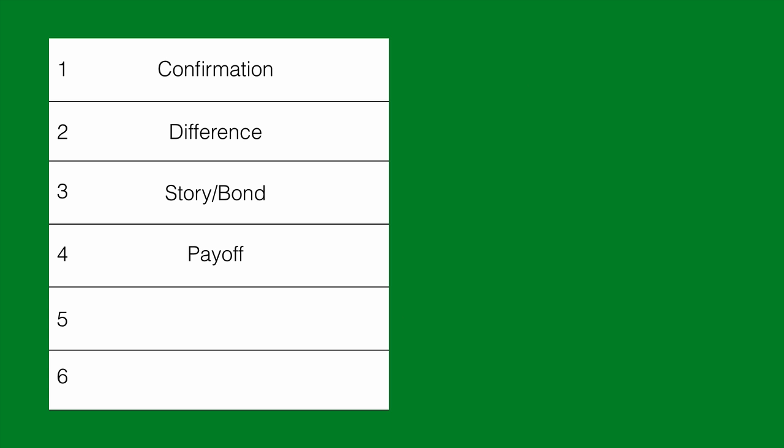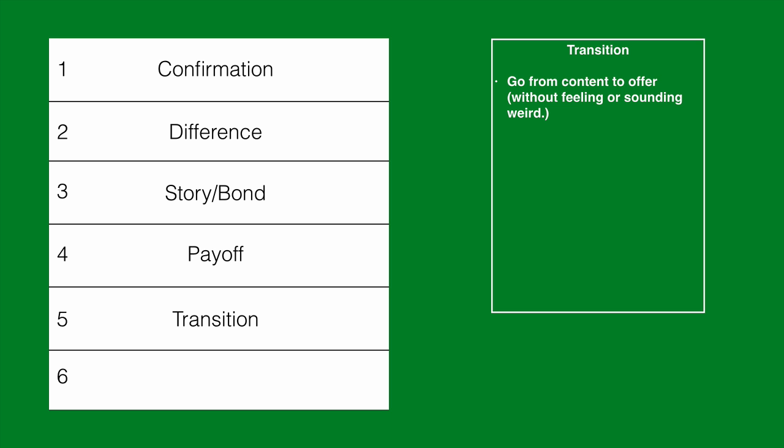So the next phase is something we call the transition. So what is the transition? Well, the transition is where you go from content to making an offer without feeling or sounding all weirded out. So this is usually where people start to stumble when they get nervous and intimidated and it gets hard, right? So here is a sample language pattern that you can use.